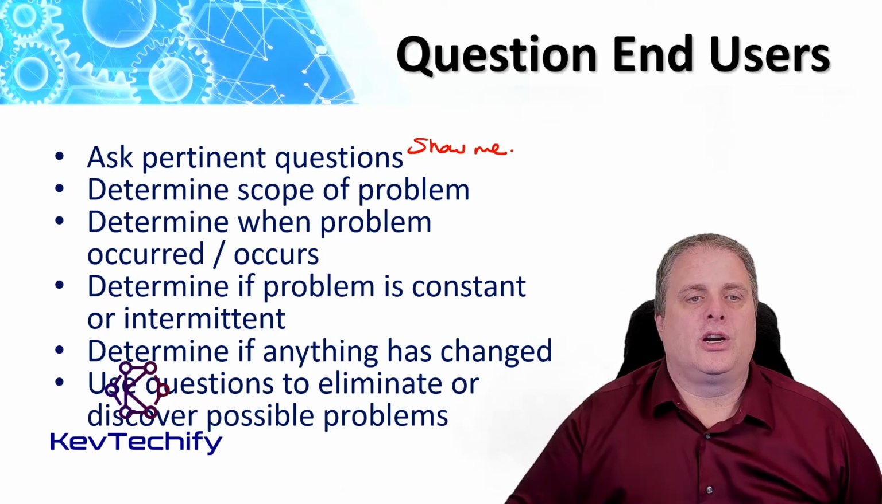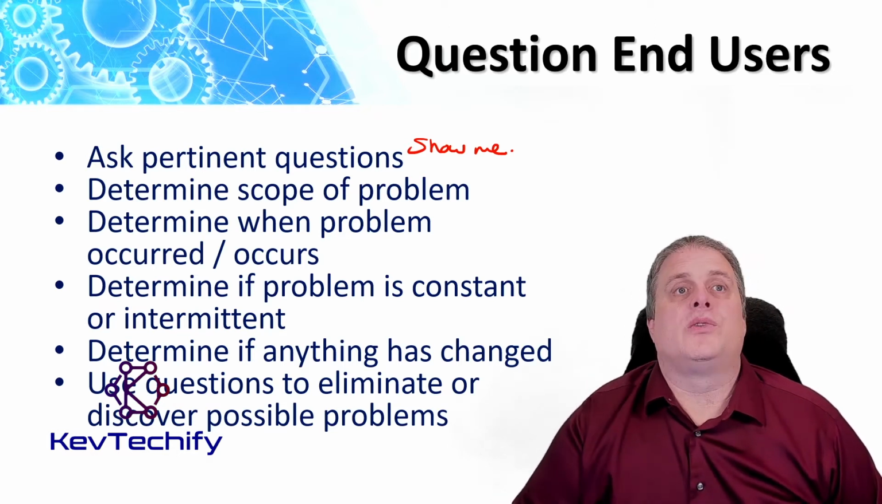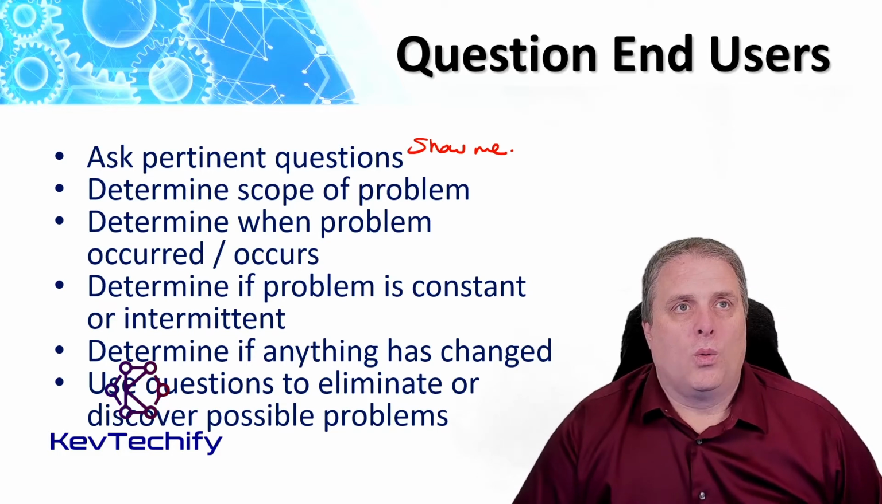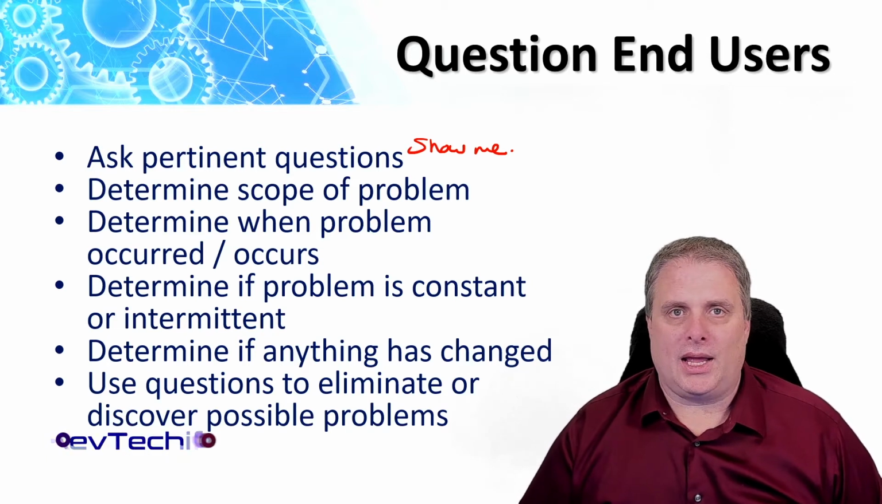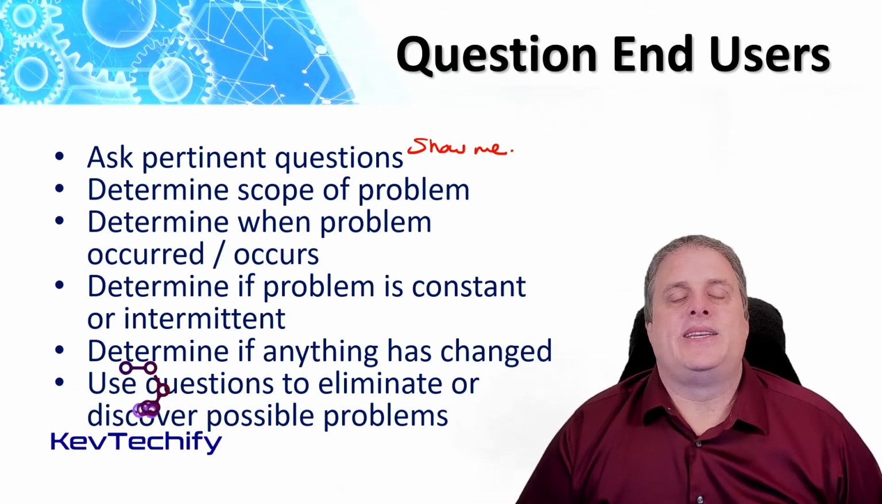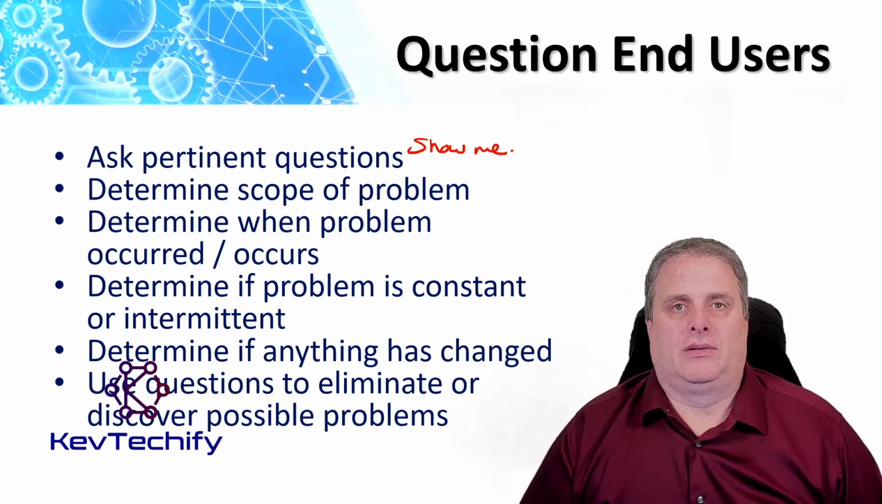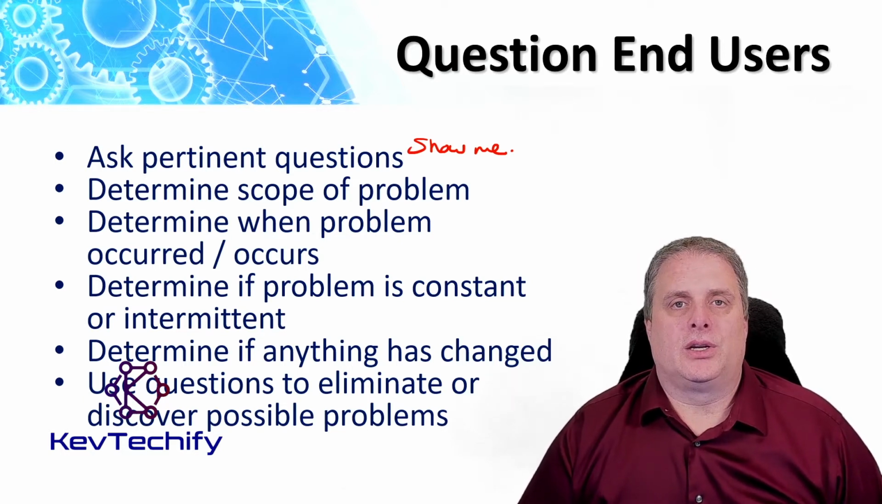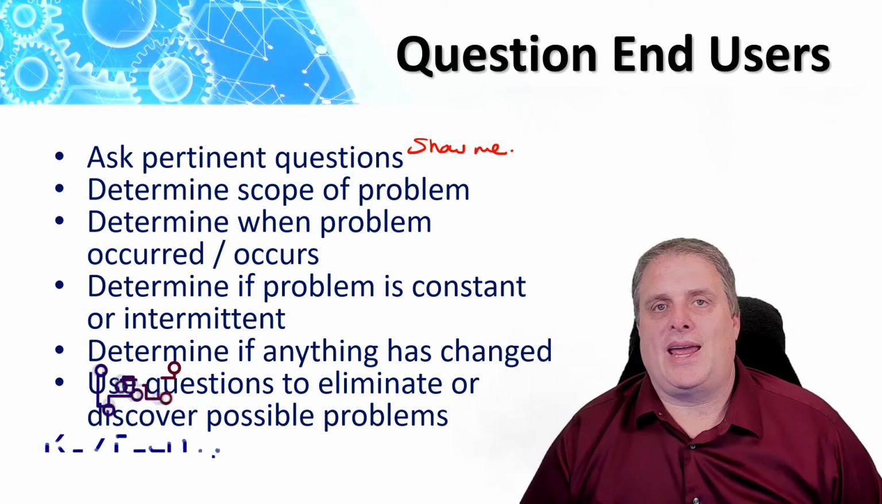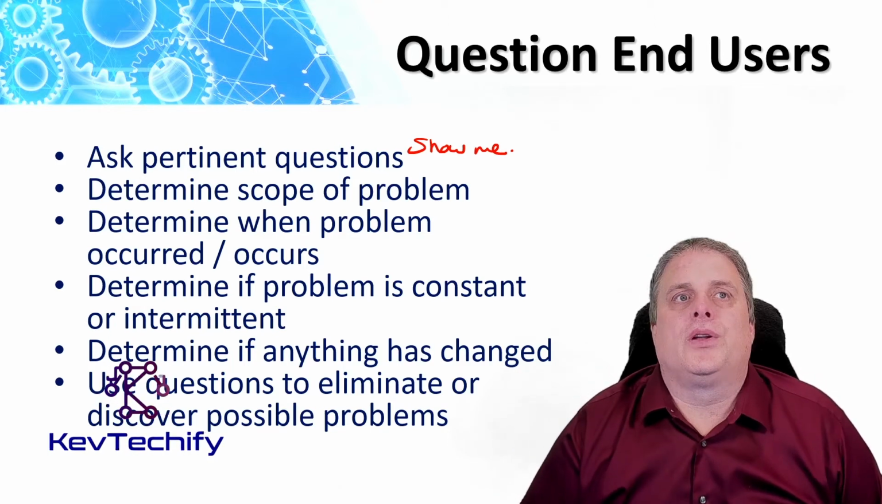Then you go ahead and determine when the problem occurred, or when does it occur? When exactly does this problem occur? Does it always happen at 10:10 in the morning every day? Oh, that's when the janitor takes his coffee break and he turns on his radio, and maybe it has bad grounding and it's causing interference in your wireless access point. It could be something weird like that.